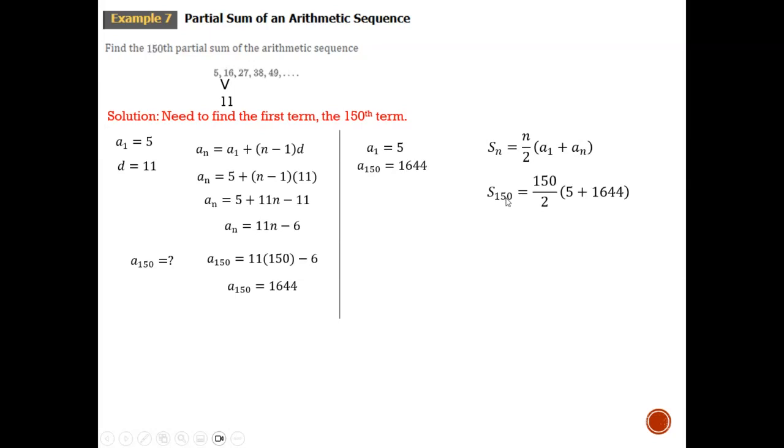So the sum of the first 150 terms of this sequence is 150 over 2 times the sum of the first term plus the very last term. So when I plug that into my calculator, the sum is 123,675. So it was much easier to use a formula to get that than to start adding and finding all the 150 terms.